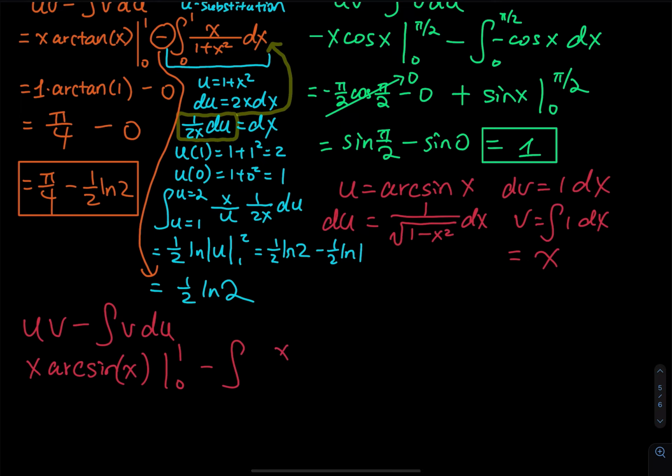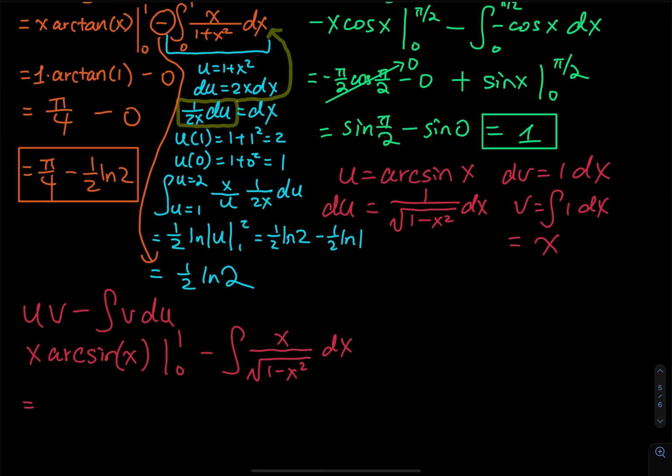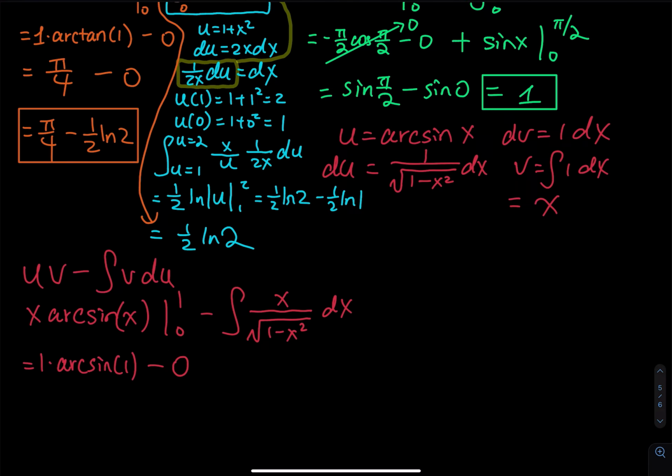So you will have x over the square root of 1 minus x squared dx. And then what do you get for the arc sine? For the arc sine, you have 1 times arc sine of 1, and once you plug in the 0, everything becomes 0. So what is arc sine of 1? That means sine of what is equal to 1? The first number that comes into my mind is pi over 2. So this is just pi over 2. The 0 is 0, right?